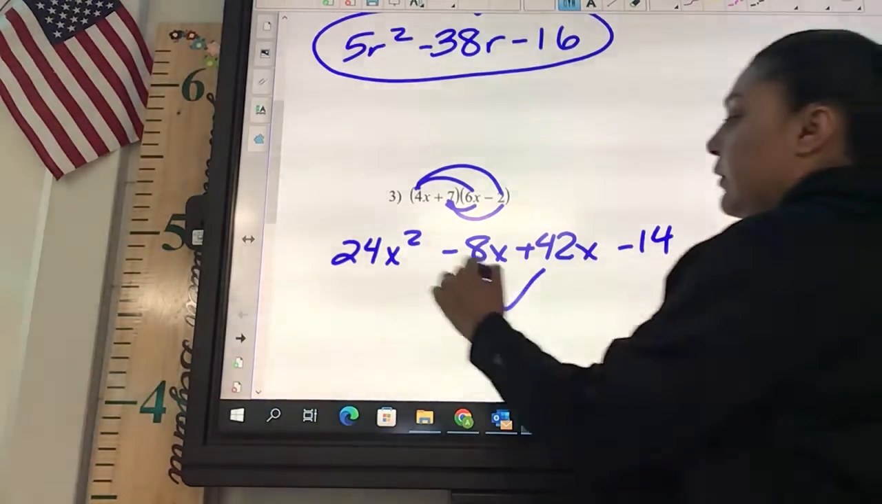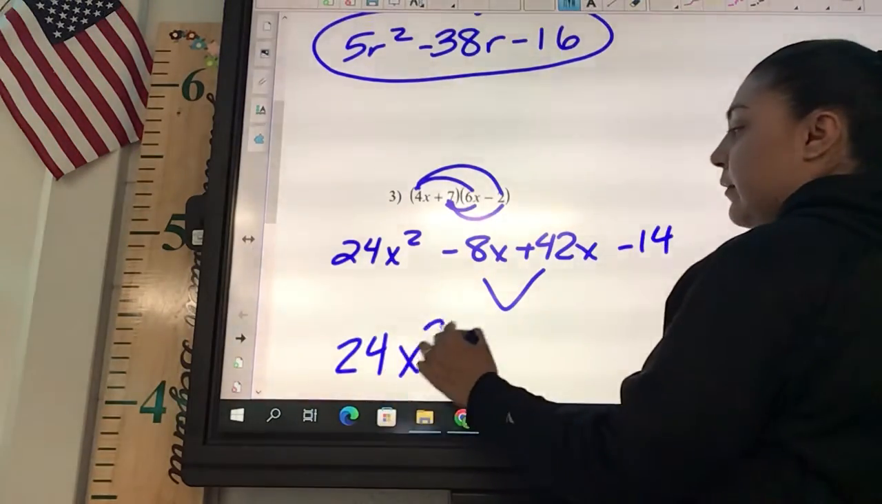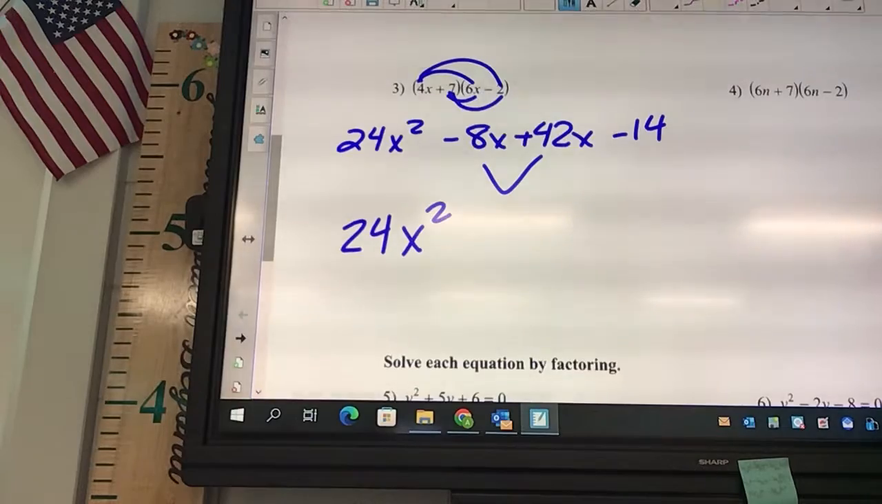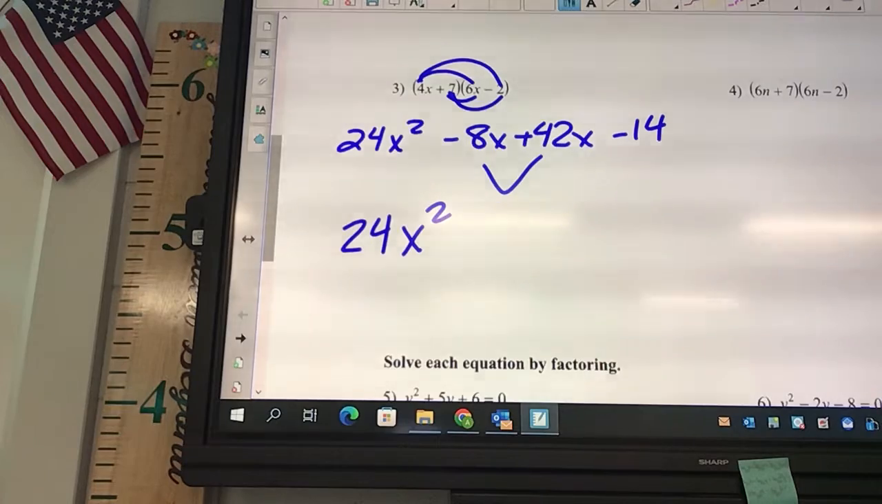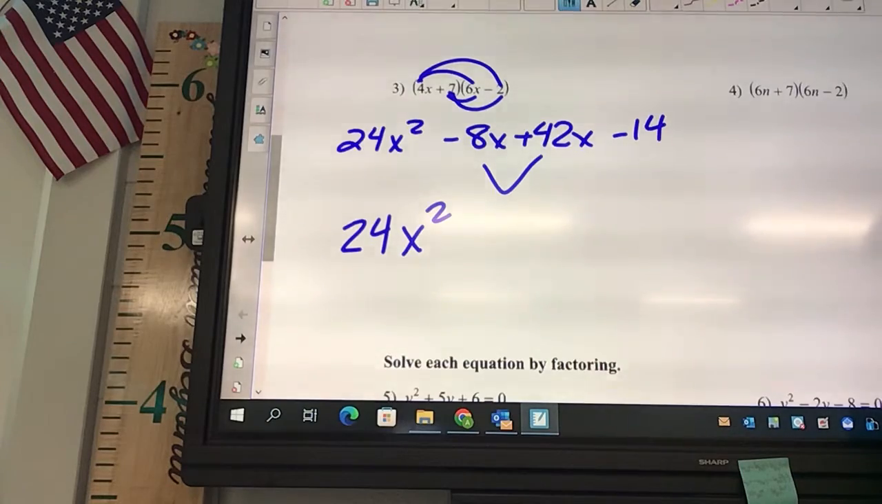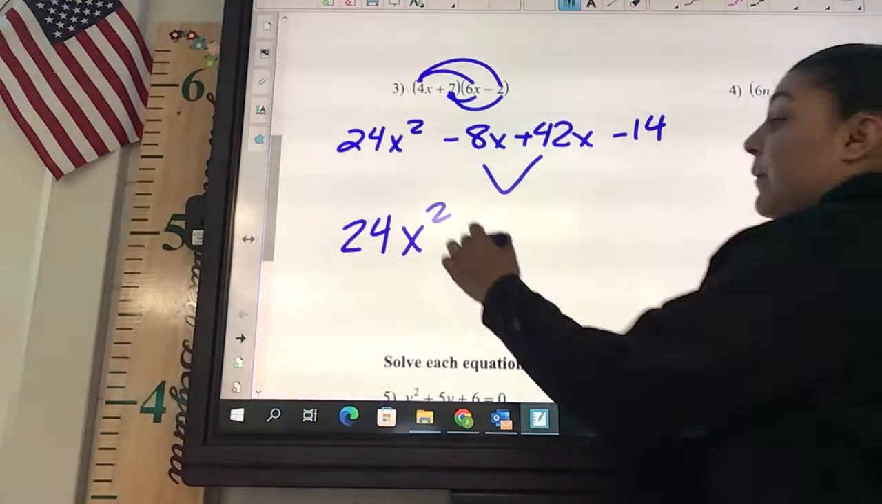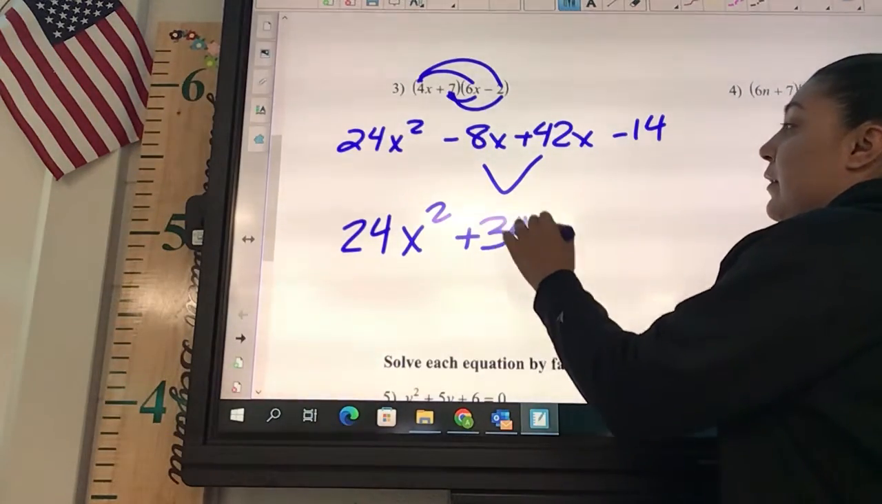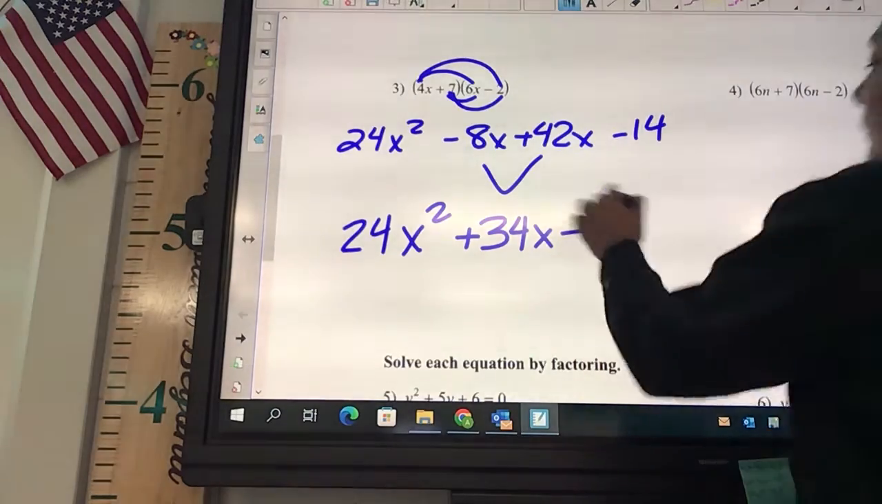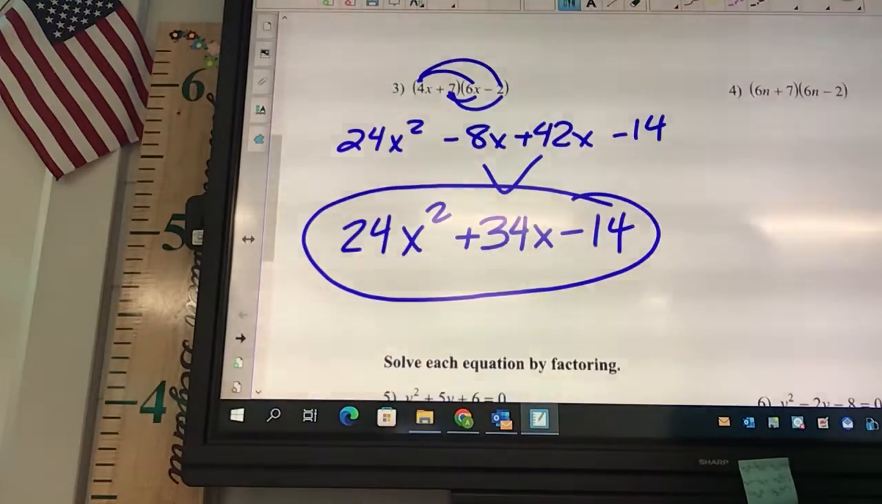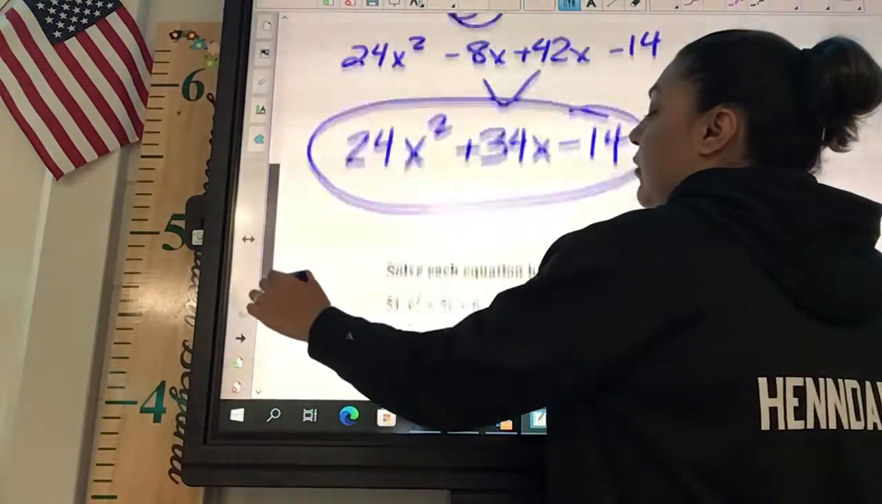Okay, we can combine our middle two. So you're gonna get 24x squared. What are you gonna get for the middle? 35x? 34x? I'm gonna write whatever you're doing. 34x. I write down what you guys tell me. Okay, so that's foiling.